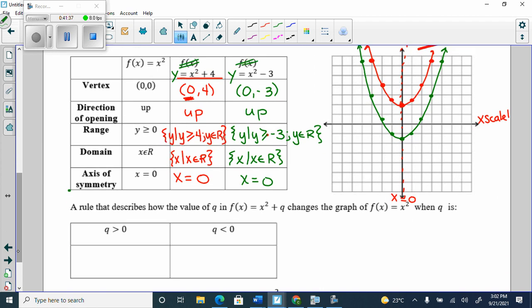So now I'm going to talk about the value of q. What does the value of q do? If q is greater than 0, what's going to happen to my graph? It's going to move up, because that means q is positive. And if q is less than 0, which means it's negative, it's going to move down. And then move over.